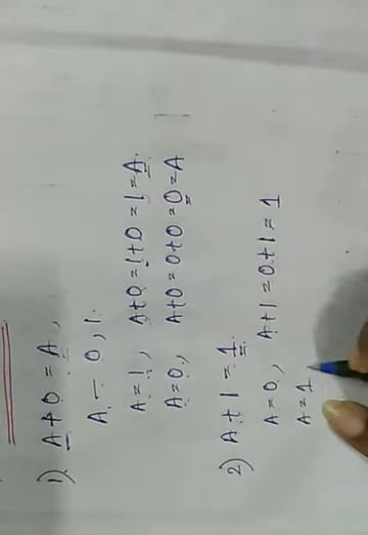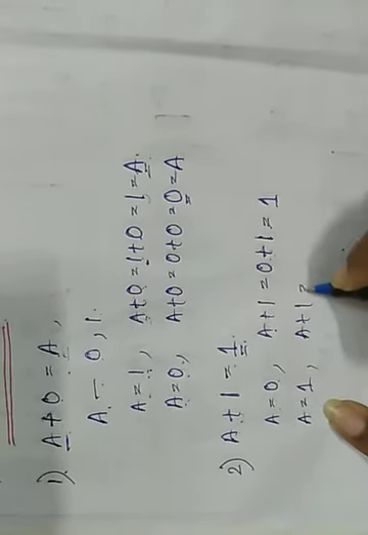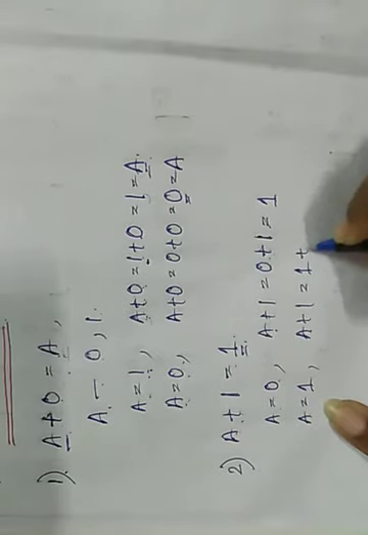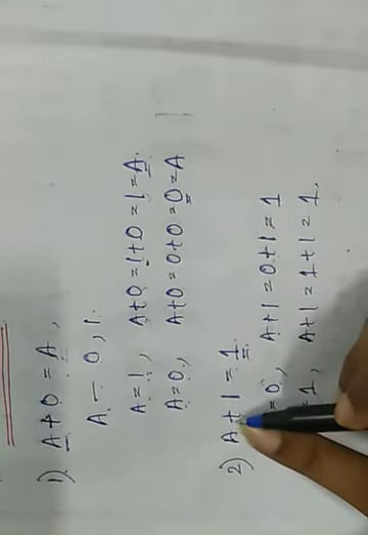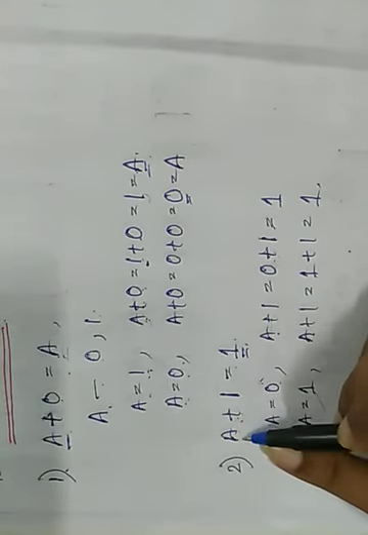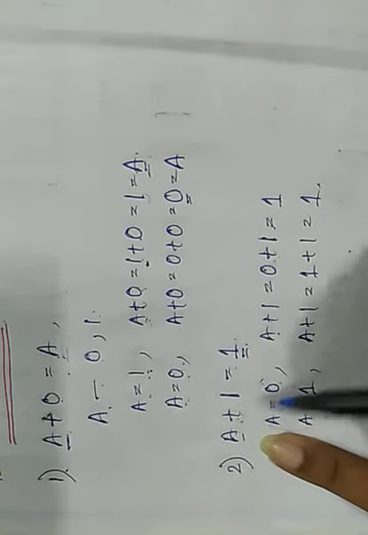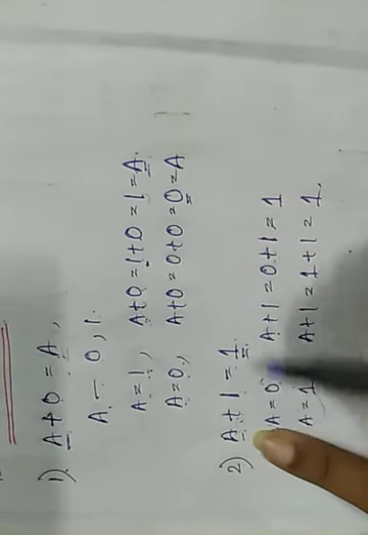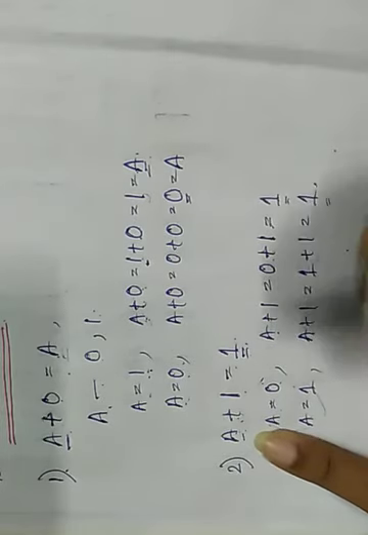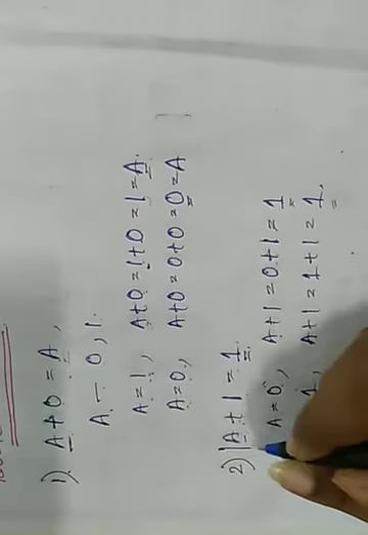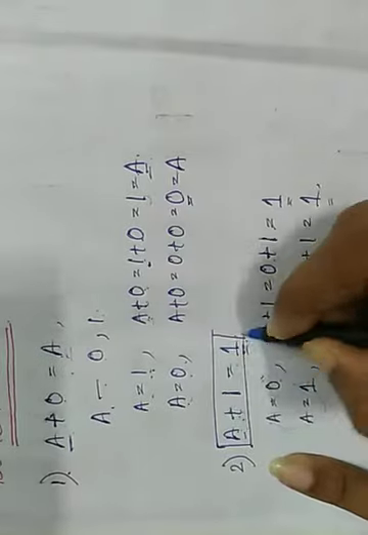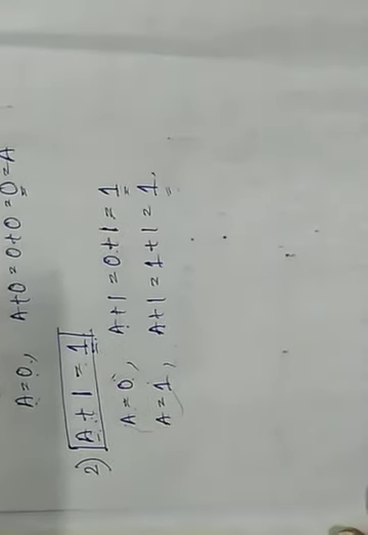Now if we put a is 1, a plus 1 becomes 1 plus 1, which is 1. So whatever the value of a, if we do OR operation with 1, we get the output value 1. So this is our second identity. This is our first identity and this is our second identity. Clear?